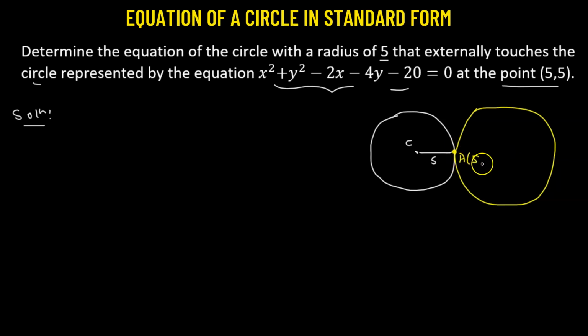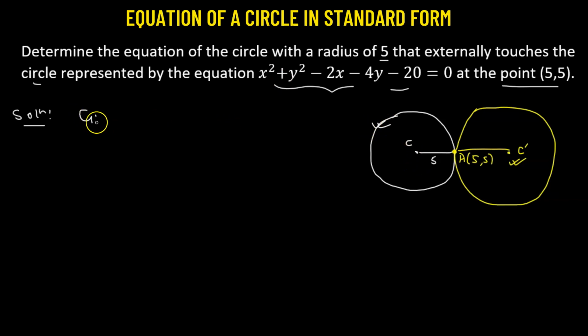This coordinate point is given to us. It's (5, 5). So here the equation of the circle is given to us. Using this equation, we can find out the coordinate of the center, let's call it C prime, as well as the radius of the circle. We can find it out easily. And using all this information, we need to find out the equation of the circle having center C. So let's begin.